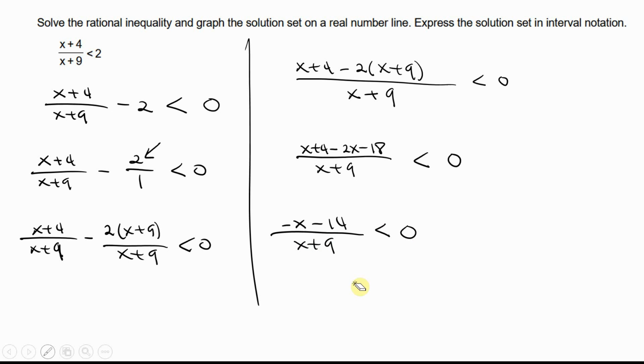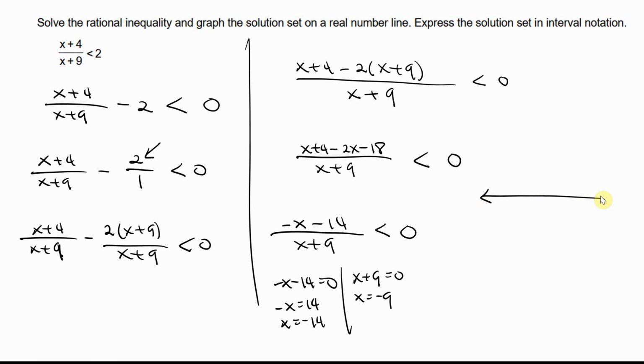Now it looks like something that we've had before. So we set each term equal to 0, solve for x. We have negative x minus 14 equal to 0. We get negative x is equal to 14, x is equal to negative 14. And then x plus 9 is equal to 0, we get x equal to negative 9. So I take the number line and partition it based on these 2 values. Go from least to greatest, from negative infinity on the left side. The next number I come up to is negative 14 and then negative 9, right?